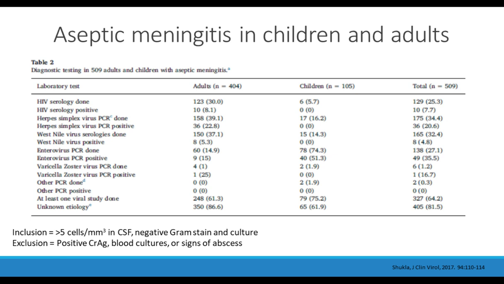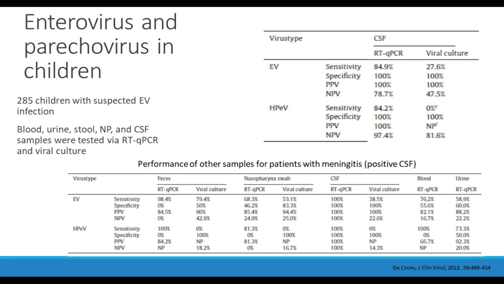Encephalitis, you may see that skew a little bit more towards children. You can see enterovirus being more prevalent in children than in adults, with a rare other virus here or there. But again, if you look at the bottom line, you look at the unknown etiology, and you see 86% in adults, 61% in children have an unknown etiology.